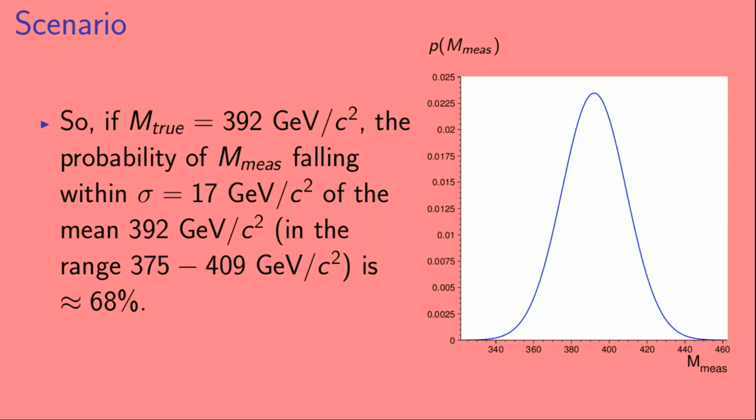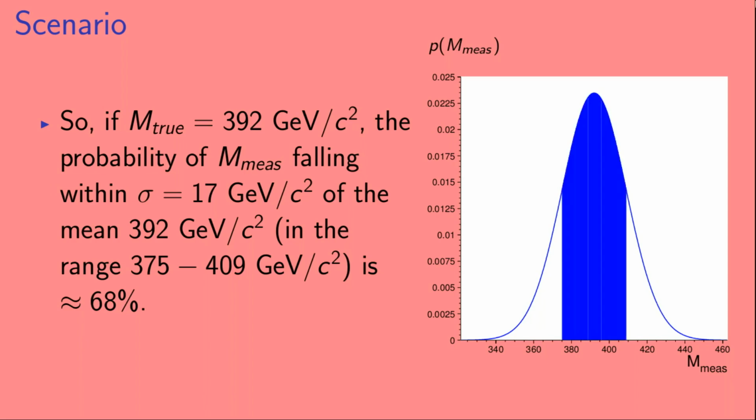So, if m true is equal to 392 GeV/c², the probability of m measured falling within sigma, that's 17 GeV/c², of the mean, which is 392 GeV/c², meaning that it falls within the range 375 to 409 GeV/c², is about 68%. Here we show that range in blue.